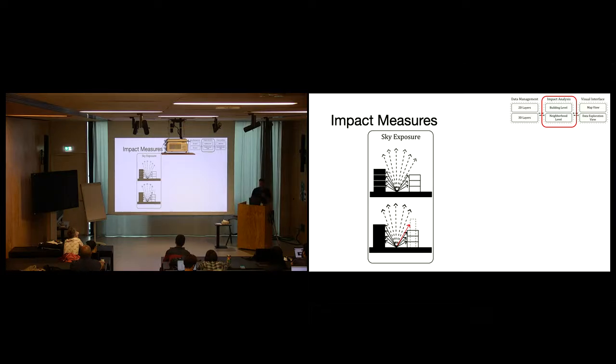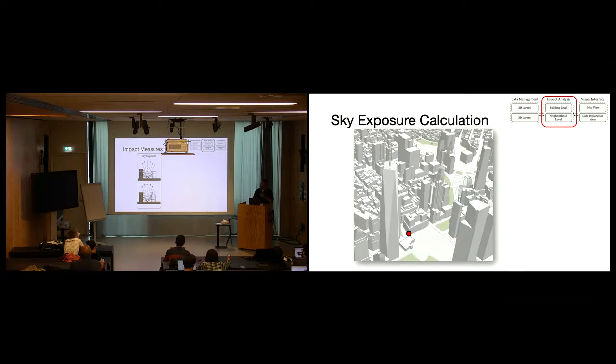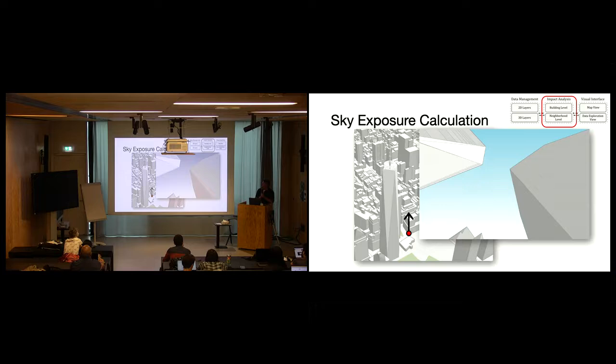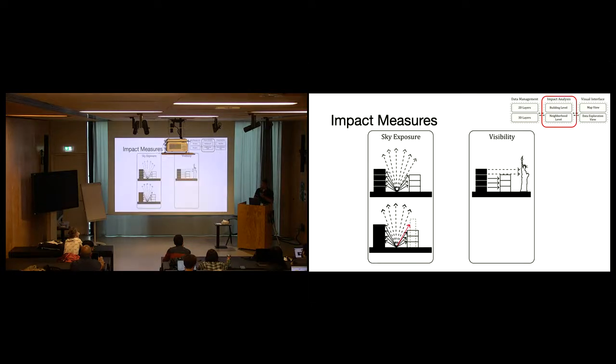And to compute this, what we did was to use the graphics power of the environment that we are in. So we simply put the camera in a certain location, look up, and take a picture. And what we do with this picture is count how much of the sky you can see in each particular picture. We would do the same thing for the other impact measure, which is visibility.